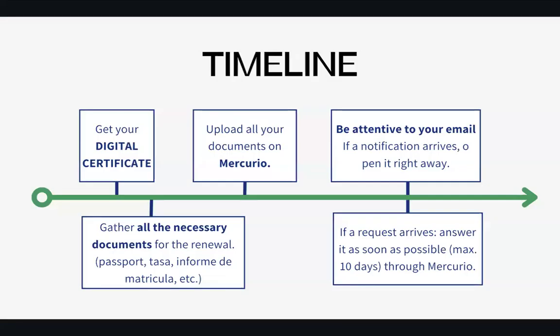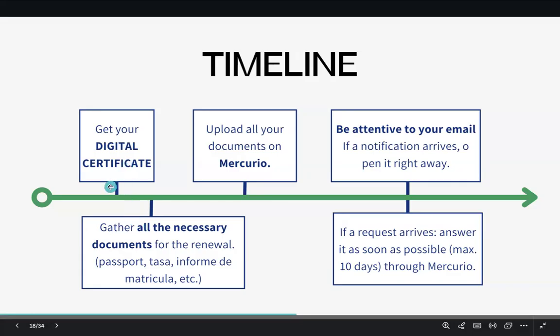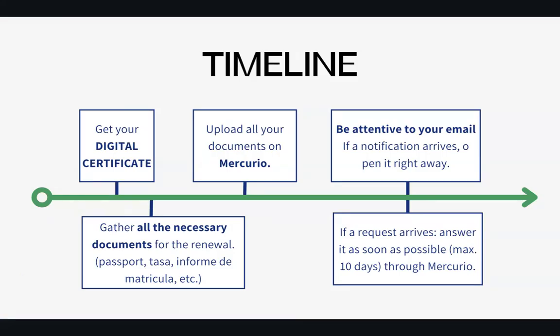Now, with the documents, this is the timeline for the renewal process. You get your digital certificate and it's installed in your computer. Then you gather all the necessary documents that we had just talked about, your passport, the tasa, informe de matricula, everything, etc. You upload your documents in Mercurio, and then from there, it takes about 3 months at least to get a notification from the extranjeria, the immigration office. So you must be attentive to your email.